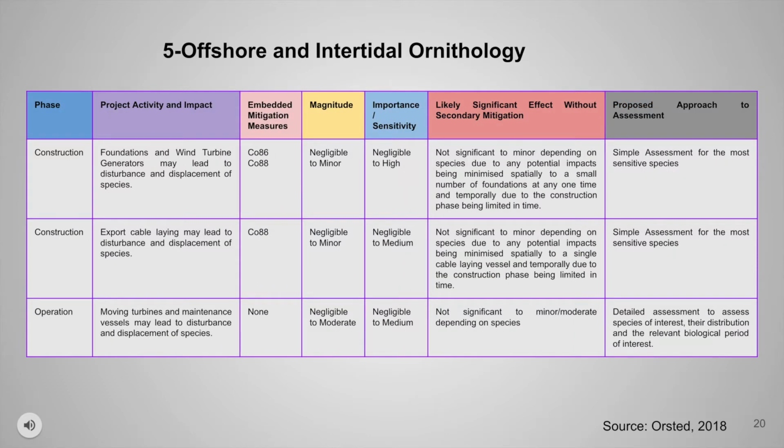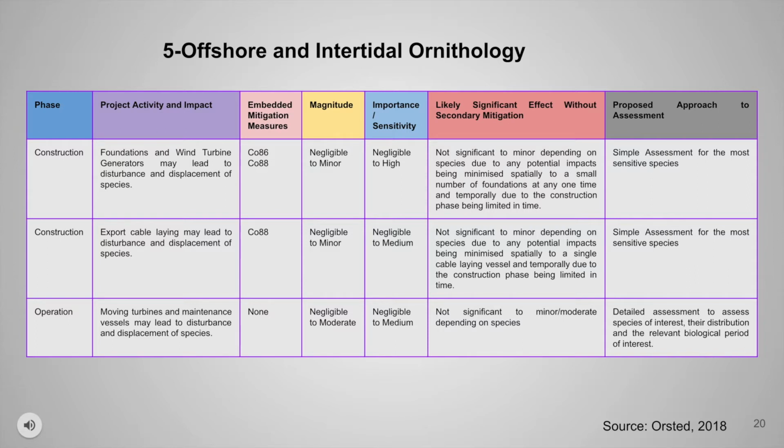Let's move on with the fifth category. It is offshore and intertidal ornithology. In the construction phase, disturbance or displacement impact can occur due to construction activities within the area associated with foundations and wind turbine generators, which may lead to disturbance and displacement of species within the array and different degrees of buffer surrounding it.